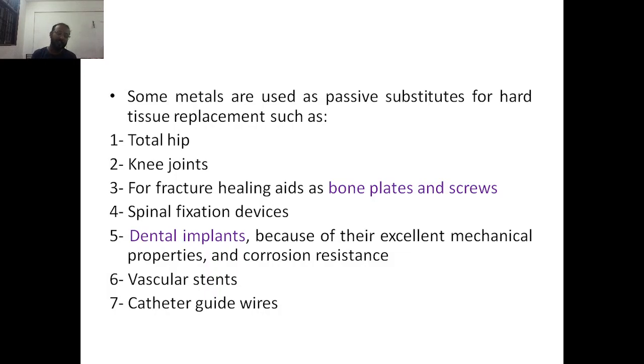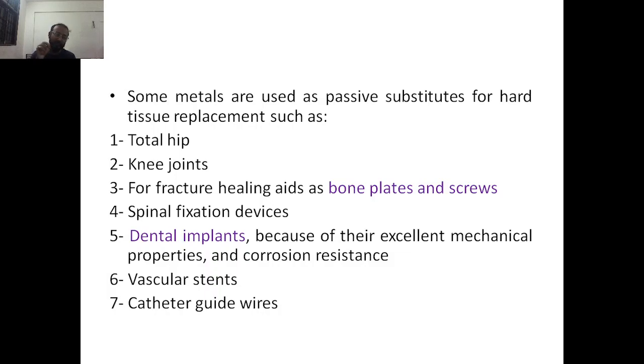You might have heard that a particular person has been given a bone rod, or bone plates or screws inside him. Then spinal fixation devices. Then we have dental implants because of their excellent mechanical properties and corrosion resistance, and vascular stents as well as catheter guide wires. We have studied catheter guide wires, if I am not wrong, for angioplasty and angiogenesis.